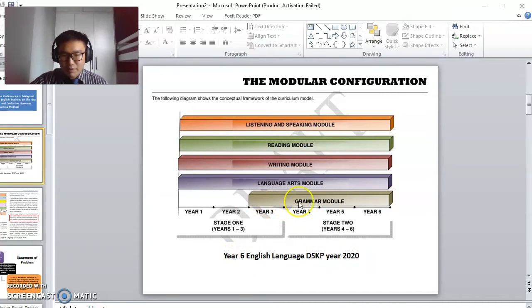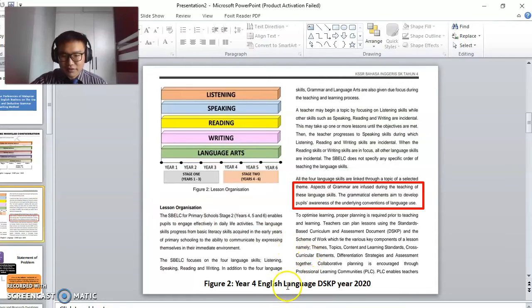We can see that this grammar module is for year 3 to year 6. But if we look at the Year 4 English DSKP for year 2020, there is no grammar module anymore. It has been eliminated entirely along with its learning and content standards. And then if you look here, it is said that aspects of grammar are infused in the teaching of the language skills. So no longer is there a grammar module, it is completely eliminated.